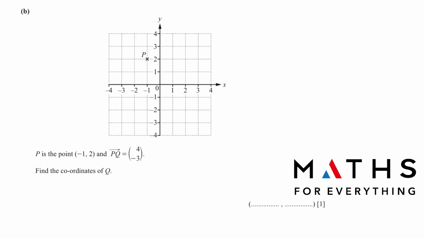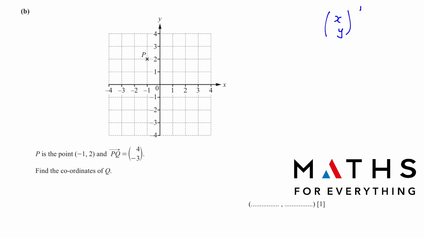Part B. P is the point negative 1, 2. So negative 1, 2 is here. And the vector PQ is written in the column vector form 4, negative 3. Find the coordinates of Q. So we start from P and we finish at Q with the units given to us. X and Y is represented in column vector in this form. The top number represents the X, the down Y.